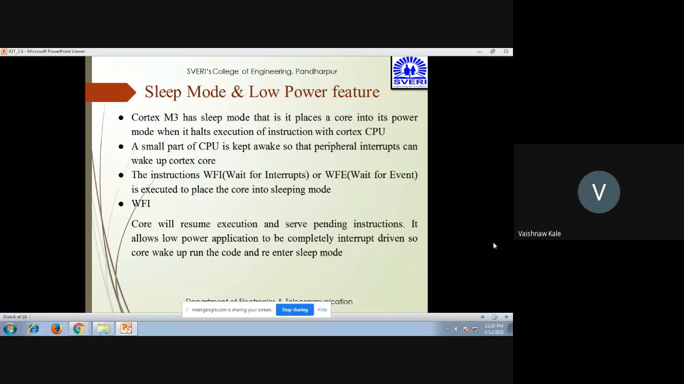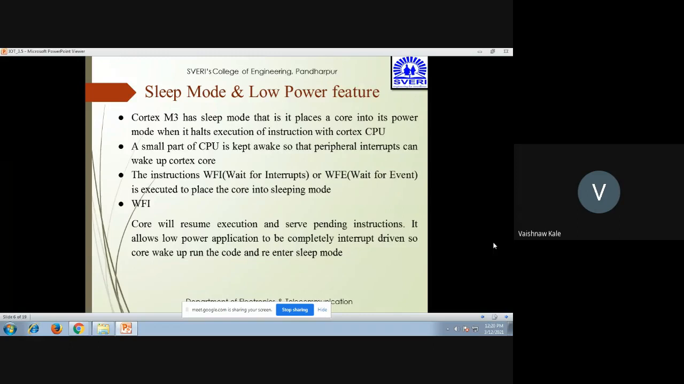Then sleep mode and low power feature. This is one of the most important features of Cortex M3. Because of the sleep mode it has, low power consumption is there. This low power feature is very much useful when it goes into the sleep mode. So let us see what actually the sleep mode is and how it carries it out.